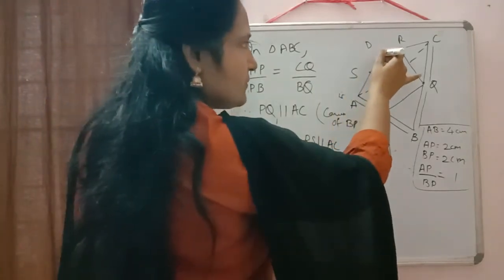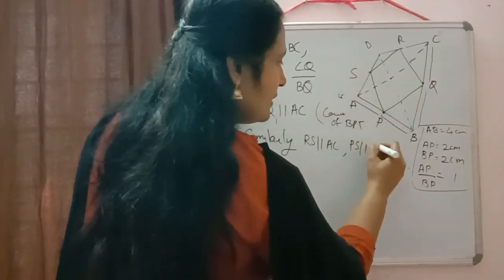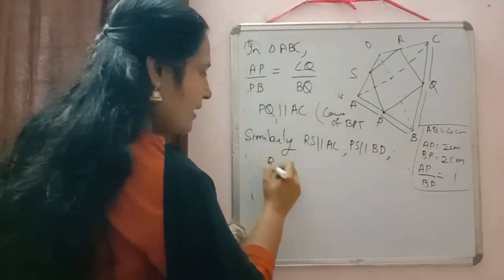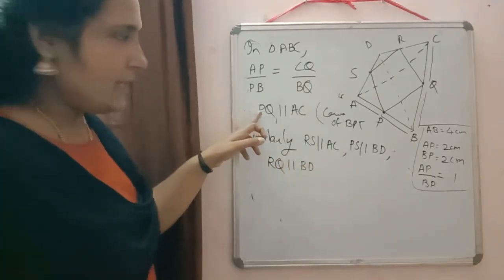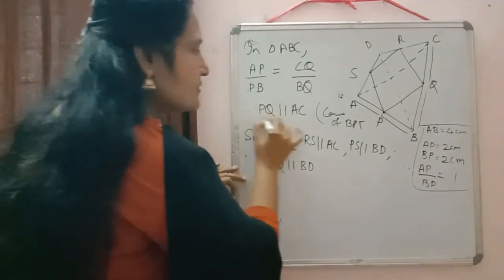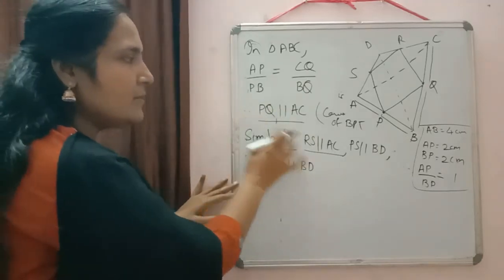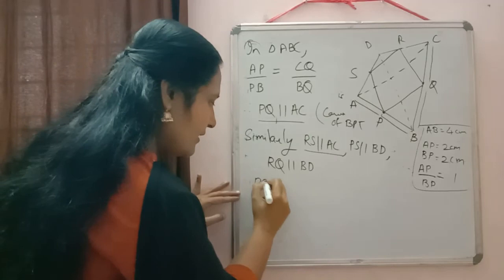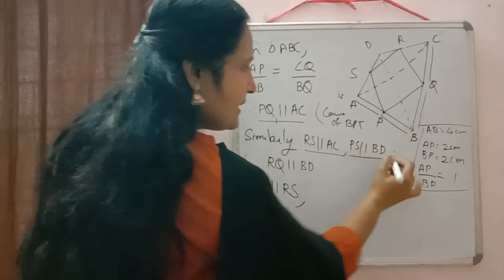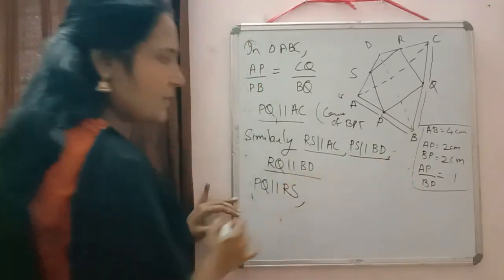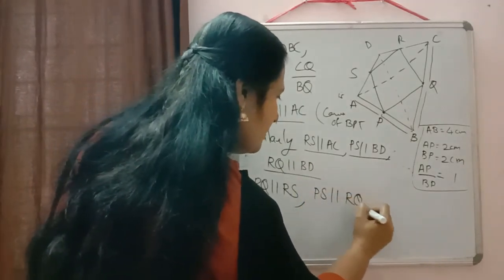And if I join BD, then what can we prove? PS parallel to BD, and then RQ also parallel to BD. So we are getting PQ parallel to AC and RS also parallel to AC. So from these two, what can we say? PQ is parallel to RS. Therefore, PQ parallel to RS. And from here what will come? PS is parallel to BD and RQ is also parallel to BD. So from here we can say PS is parallel to RQ.